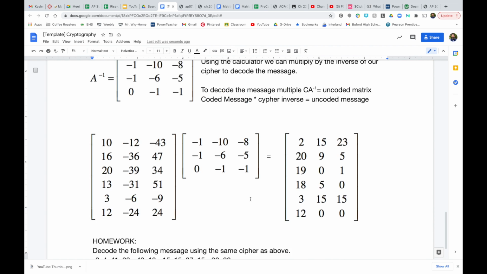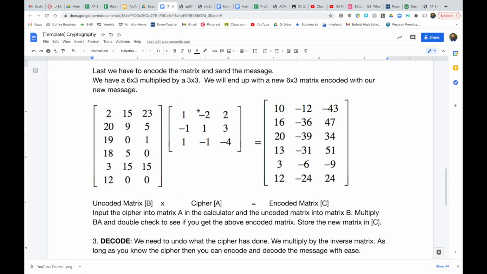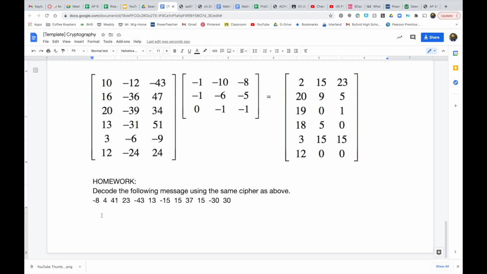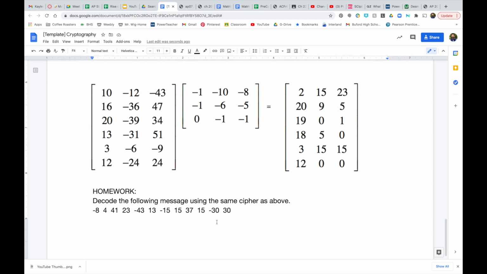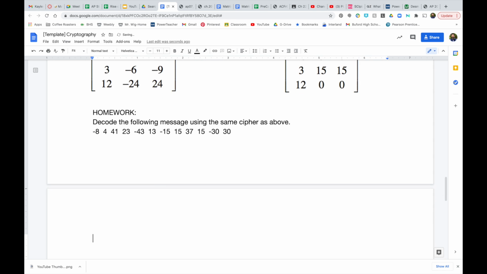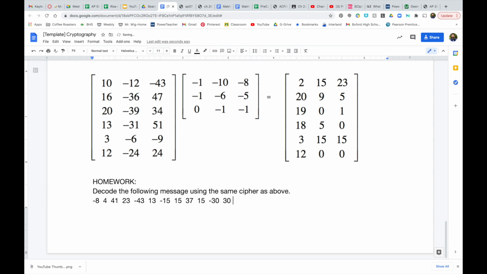I'm going to use the exact same cipher, so I'm using this matrix as my cipher. Whatever you put this matrix into, all of these numbers at the bottom down here, I think I put mine into matrix B. And then I'm going to do B times the cipher inverse. I have my cipher in A, so I did B times A inverse. And I'm going to get a message at the end. You should get Dr. Who.